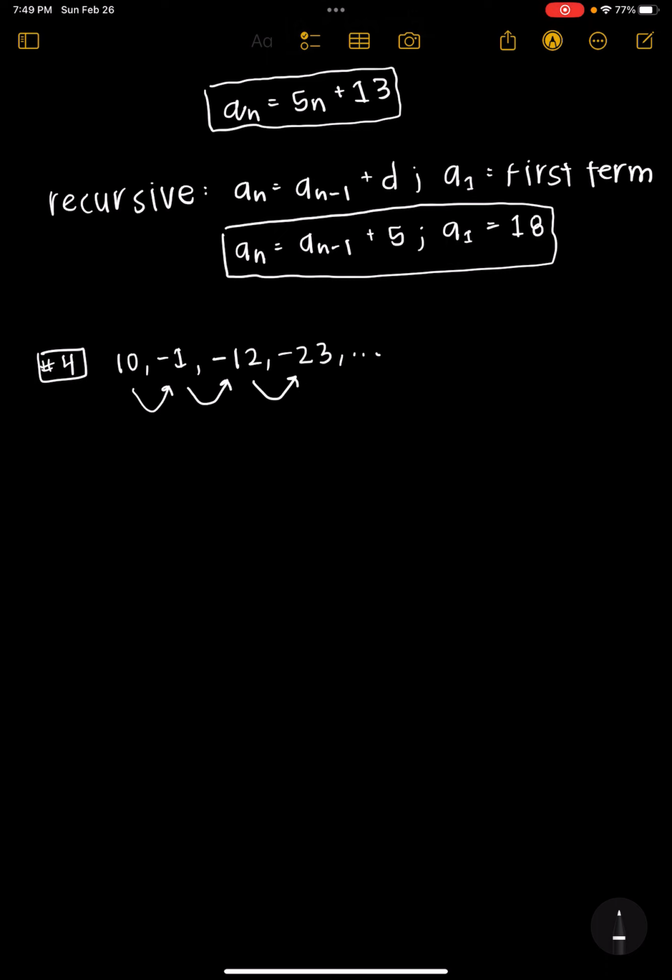So to go from 10 to negative 1, we subtract 11. Negative 1 to negative 12, we also subtract 11, subtract 11. And so we know that our common difference is minus 11. We're subtracting 11 every time.